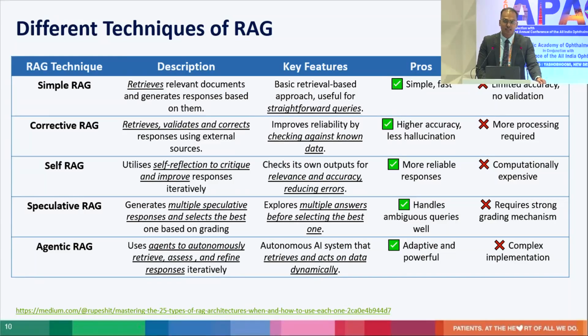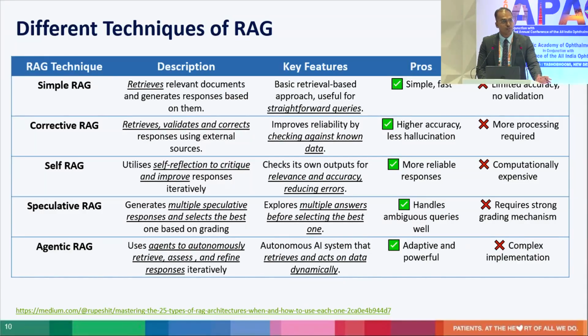They kind of humanize this to make sure that the LLM is actually validating and correcting itself and making it better. I have a link below that talks about 25 types of RAG essentially. I'm not going to bombard you with all this information, so I'm just going to talk about agentic RAG, which is what the entire space is moving towards.